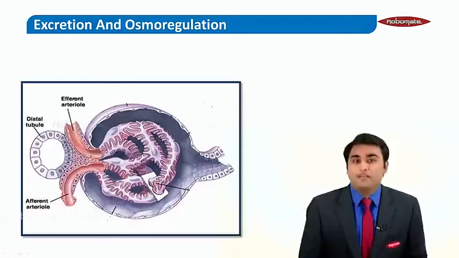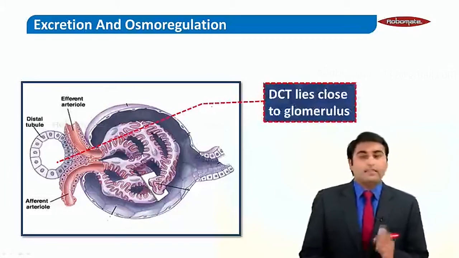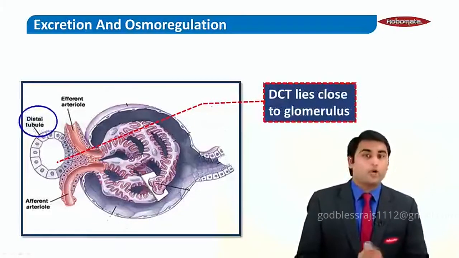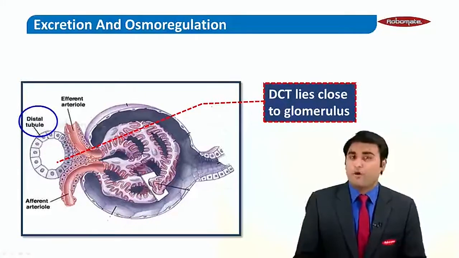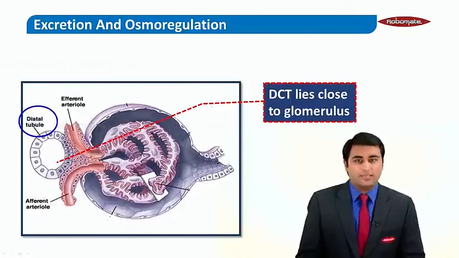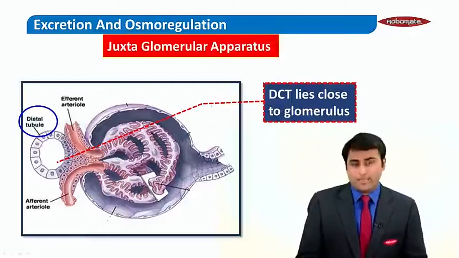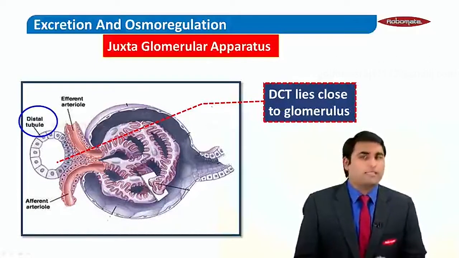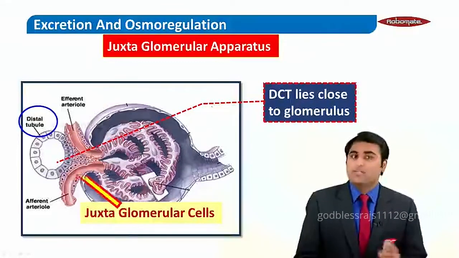Now what you can observe here is we have taken a cross section of the nephron, and here you can observe a very important thing, that is the DCT, the distal tubule, is lying very close to the glomerulus of the same nephron, and due to this there is formation of a complex structure which is termed as juxtaglomerular apparatus.